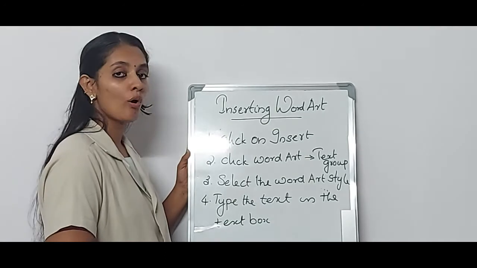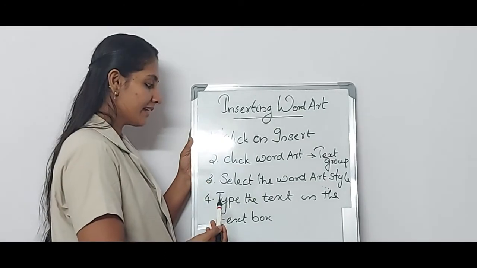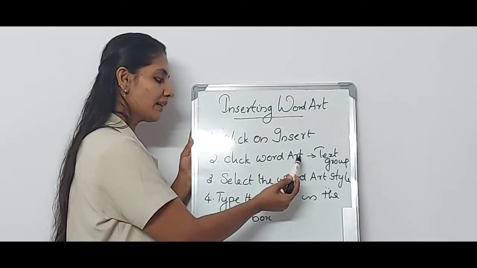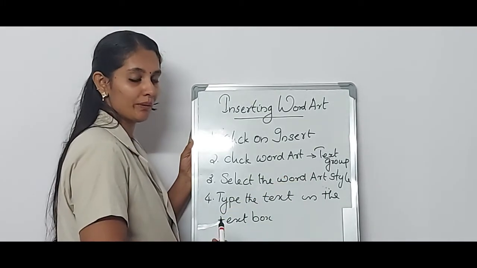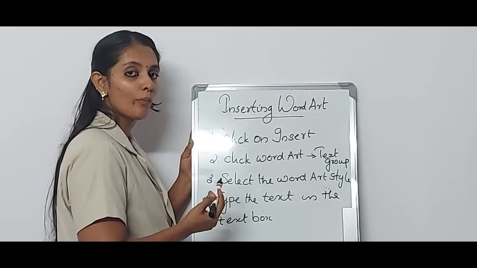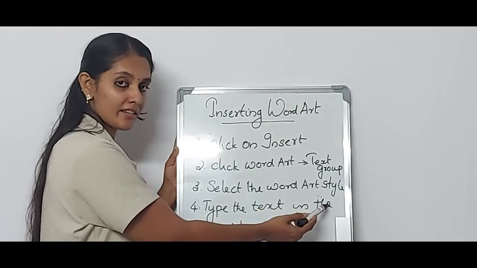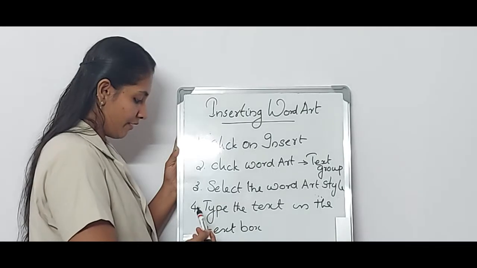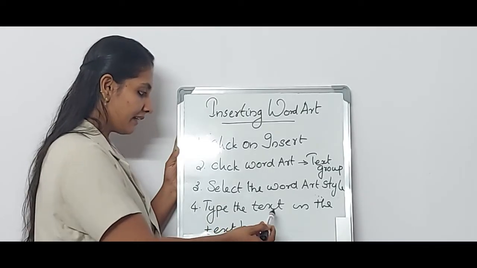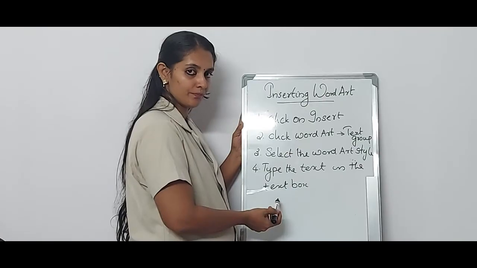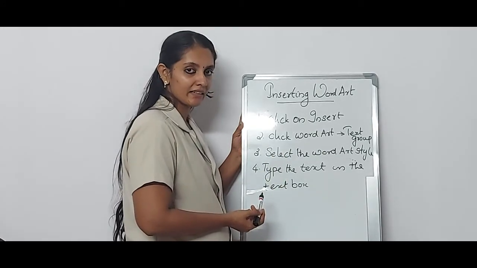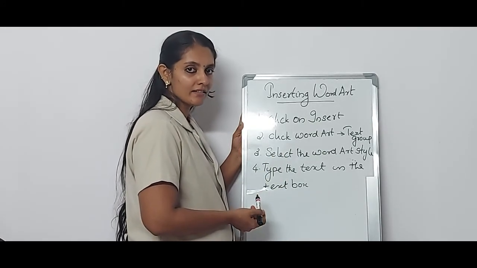First step, click on Insert tab. Second step, click on the word art command in text group. Then a drop down menu will appear. You have to select the word art style. That is the third step. Fourth step, type the text in the text box. This is how we are inserting a word art into a slide.